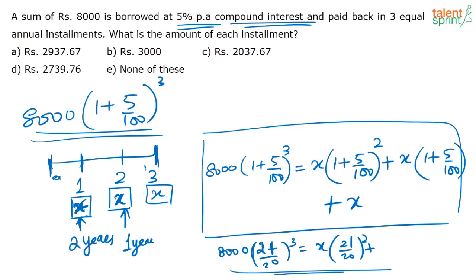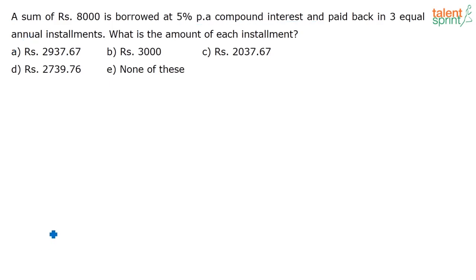So the answer that you would get when you solve this is going to be 2937.66. That will be your answer. Either you follow and solve this way, or else the formula is this. I'll just write down the formula. Many of you might already know it. So the formula for installment is this.